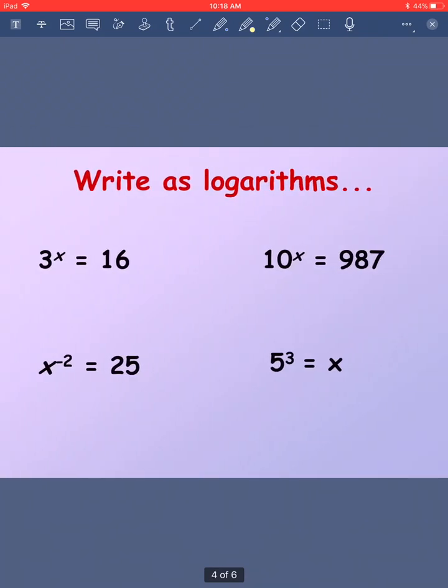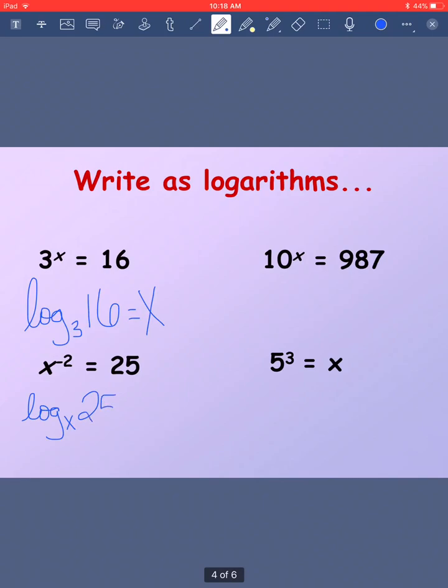Okay, now I'm going from exponential form to logarithmic form. So I have 3 to the x power equals 16. So I always start off with writing the word log. My base is 3. Log base 3 of my answer is 16, and that equals my exponent, which is x. And this is read log base 3 of 16 equals x. Next up, I've got x to the -2nd equals 25. So I've got log base x of 25 equals -2.